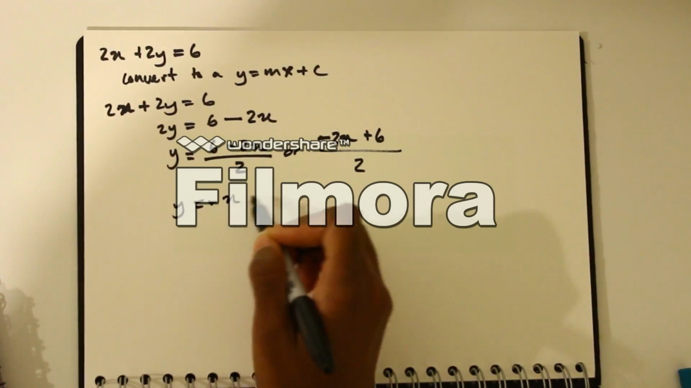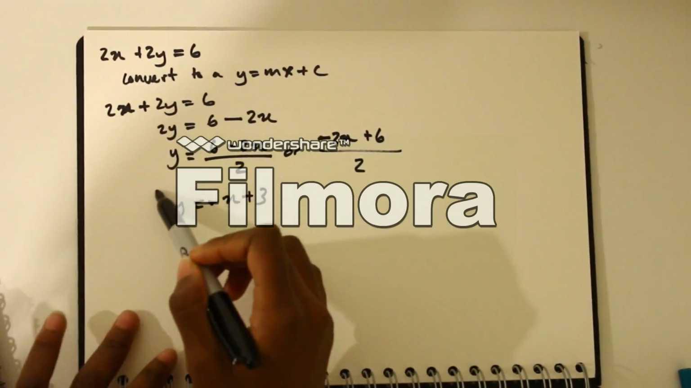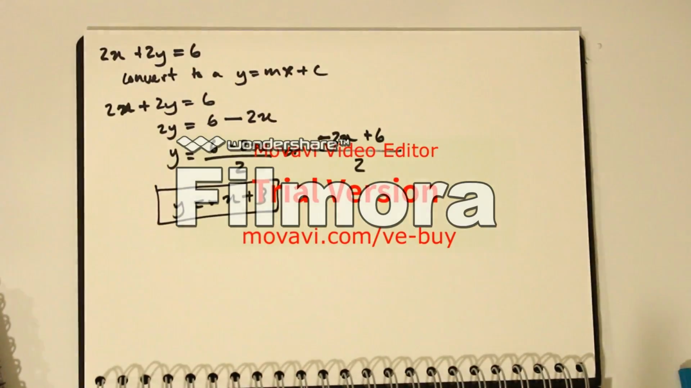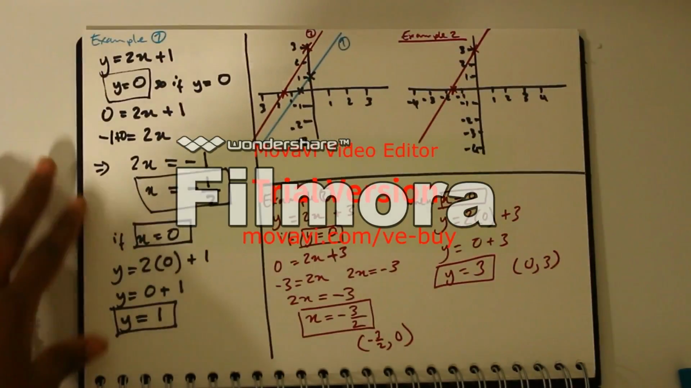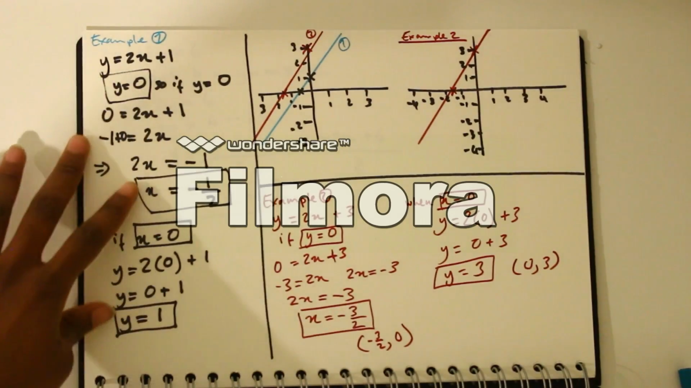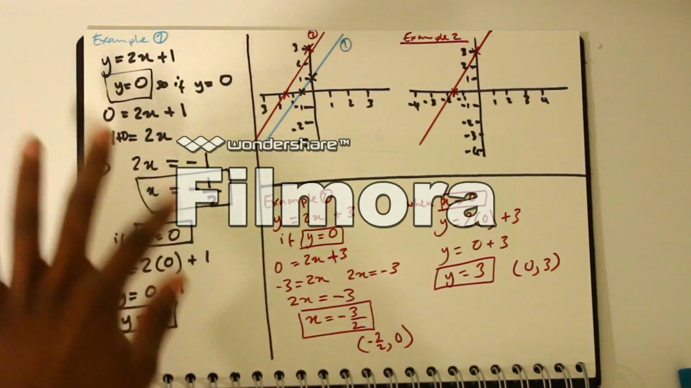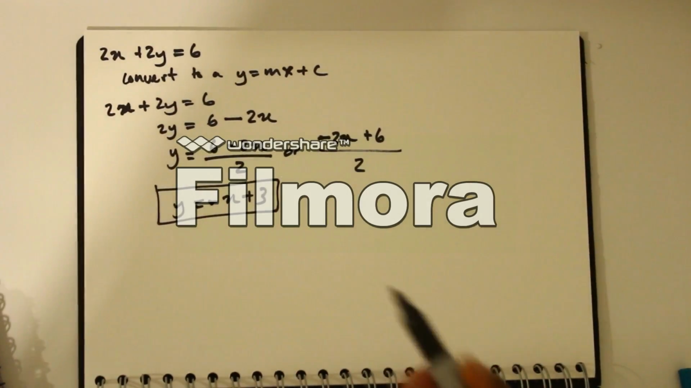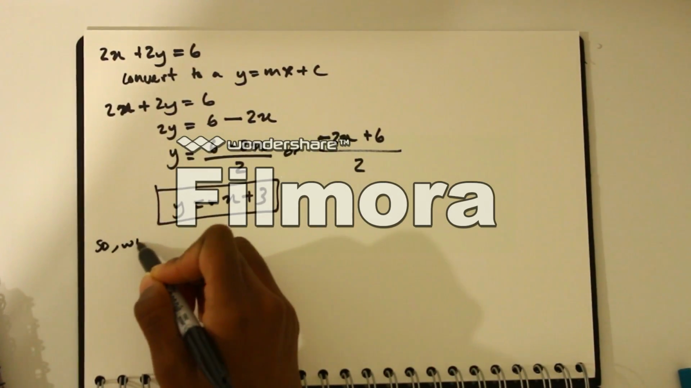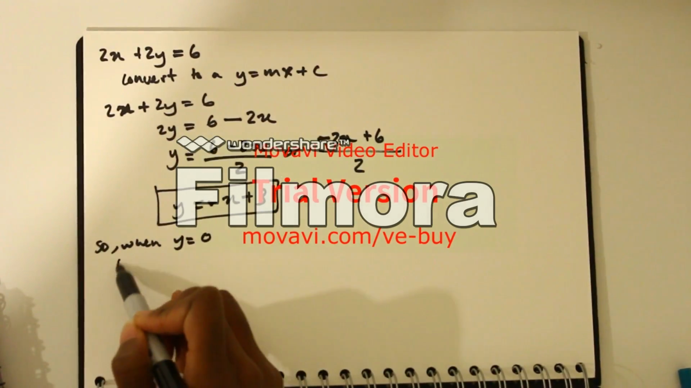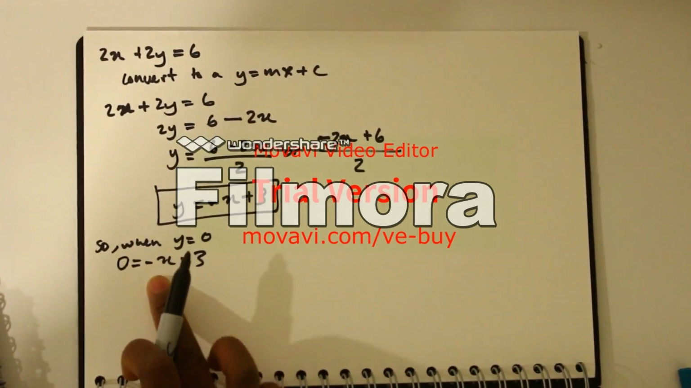When we simplify this, it gives us y equals minus x plus 3. So now that we've got this equation, we can do exactly the same thing that we did for example 1 and example 2. So saying when y equals 0 what x would be, and what y would be when x equals 0. So if y is 0, substitute the 0 into the equation.